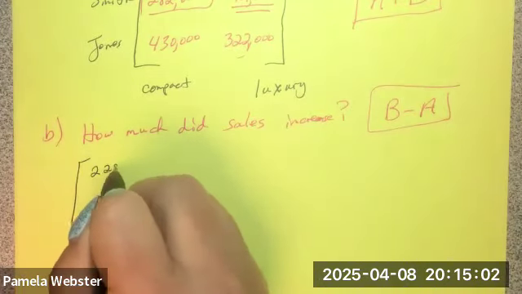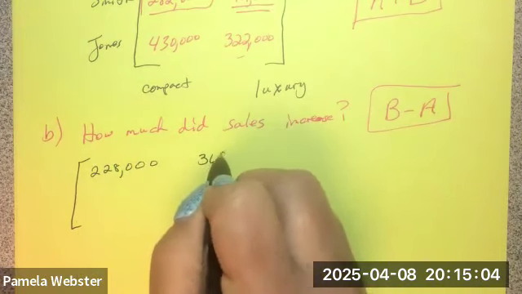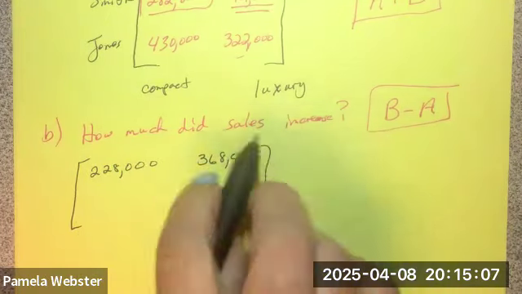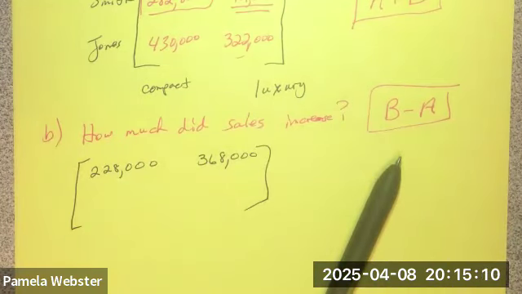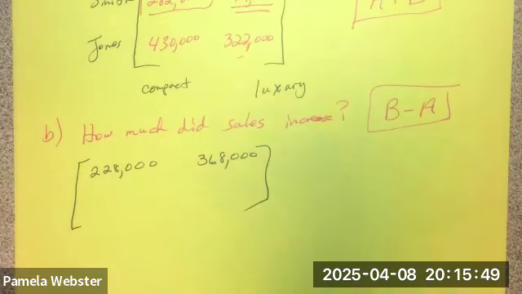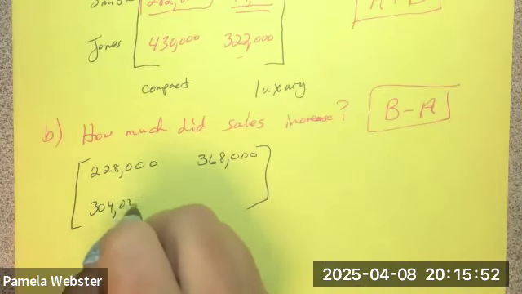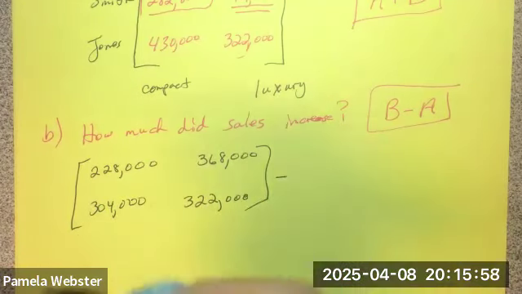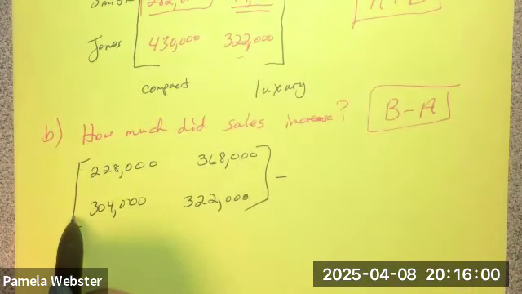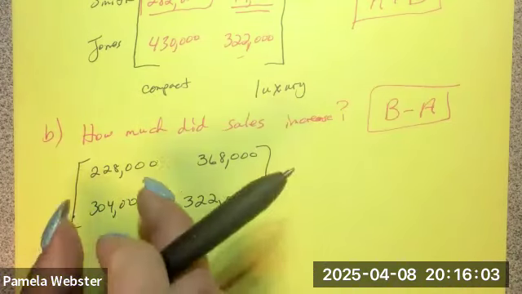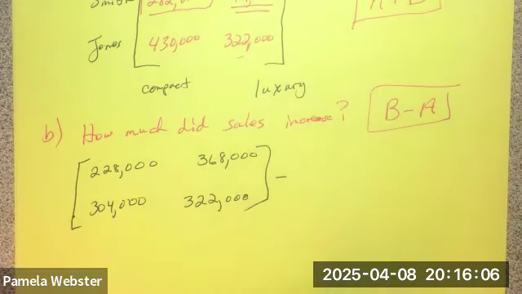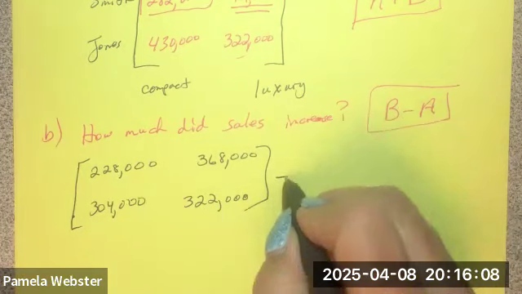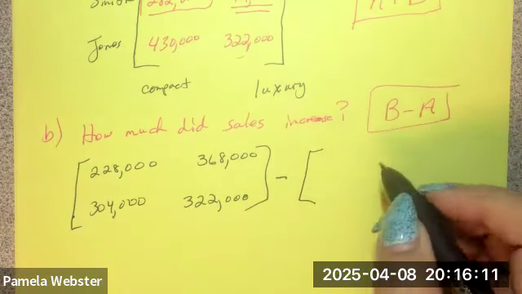September was 228, 368, so 228 and 368, and then we had 304 and 322, thousand on each of those. Okay. And I'm dropping the labels, but we all know Smith is the first row, Jones is the second row, compact is the first column, luxury is the second column. And the August matrix, so I'm going to minus because I'm looking for the difference between them. I want to know how much it increased.